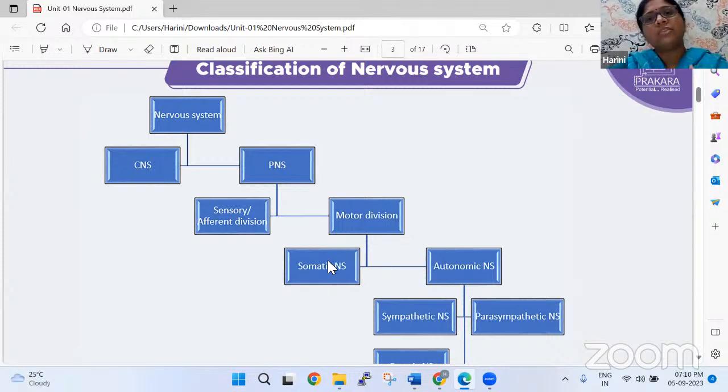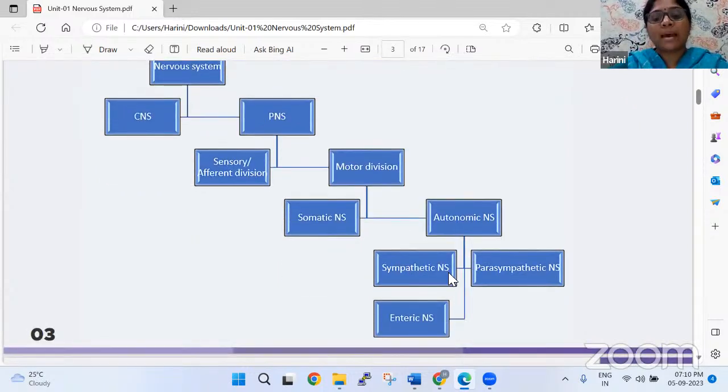Somatic is mainly controlling the skeletal muscles, and the rest is all by the autonomic nervous system, which is further subdivided into the sympathetic and parasympathetic, and the third minor one, that is the enteric nervous system, which is involved only in the digestive system, the nerves involved in the digestion part. But the majority of the nervous system is again among the sympathetic and parasympathetic.